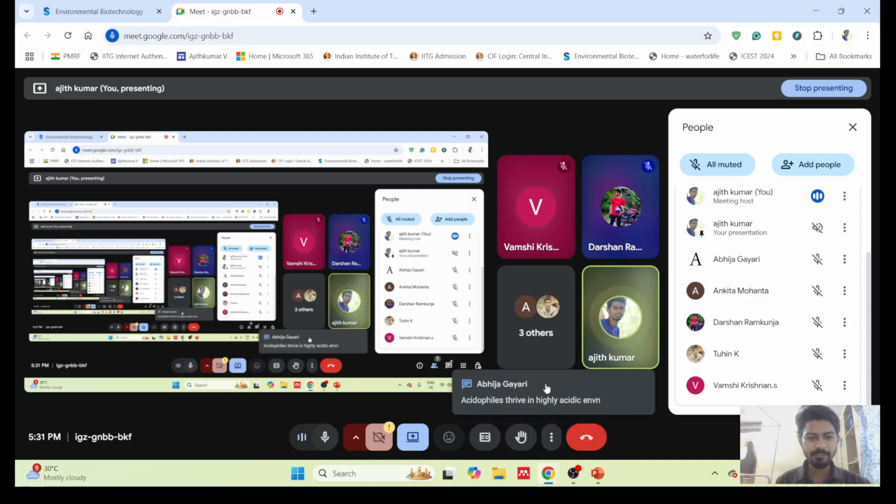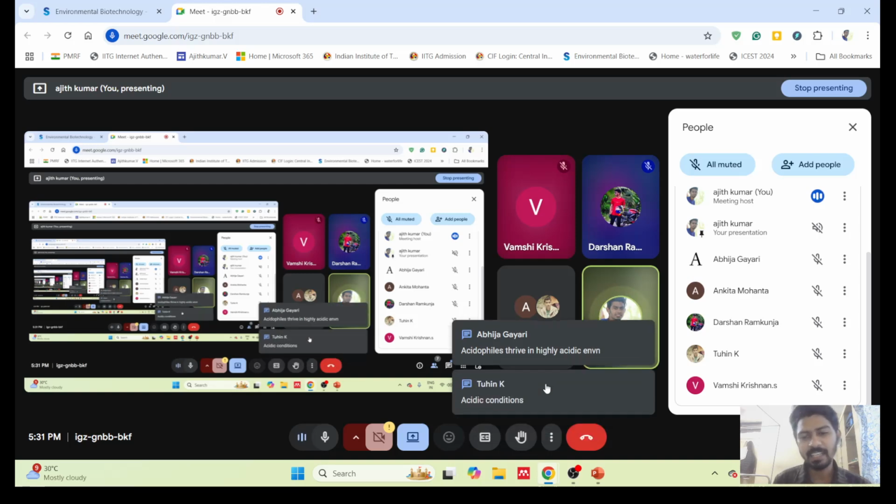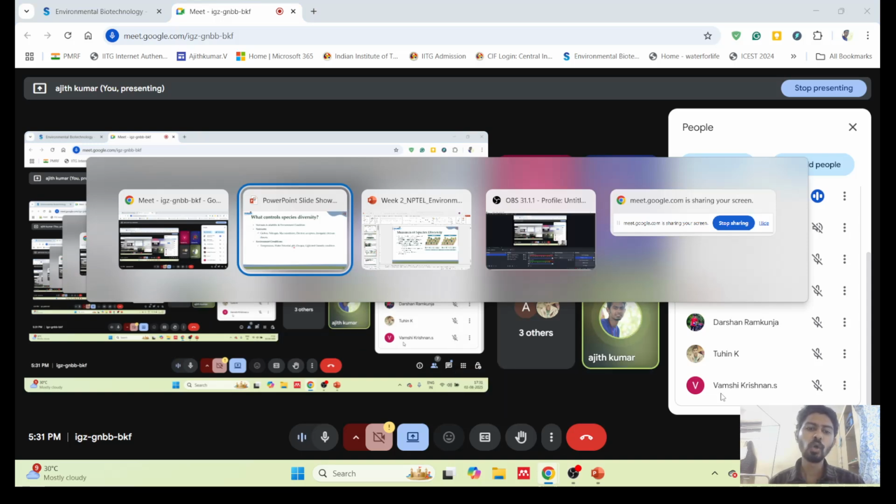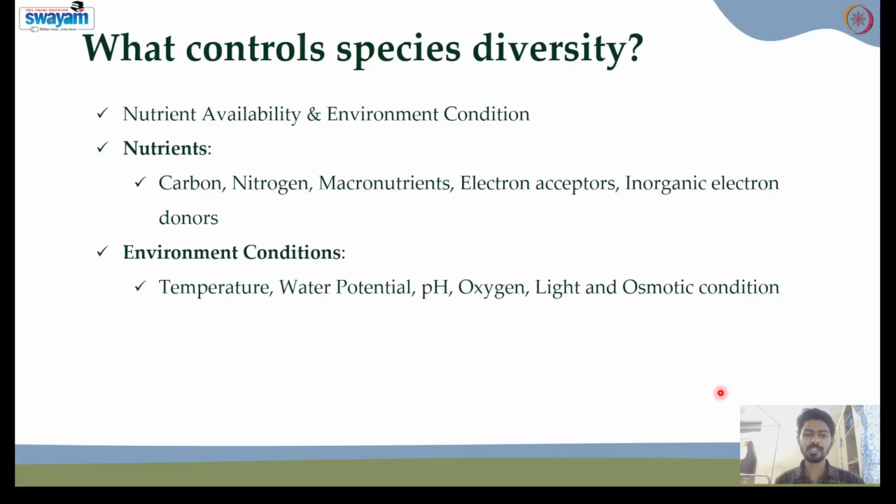In the name itself, yes. Acidophiles, they thrive in highly acidic environments. Correct, Abhija, Tuhin. So, alkaliphiles means it will grow in alkaline conditions. So, depending upon the microorganism and the species that we see, we have to maintain different conditions.